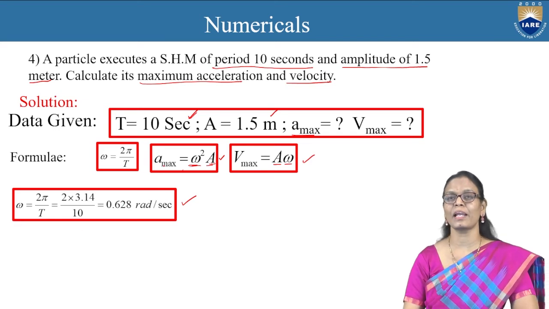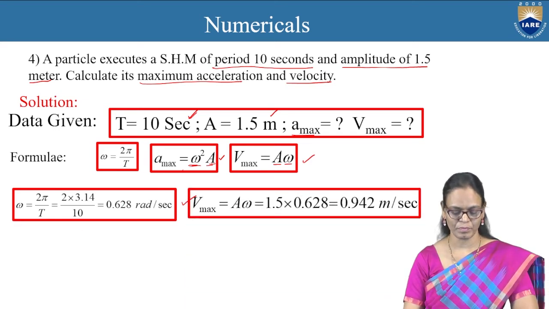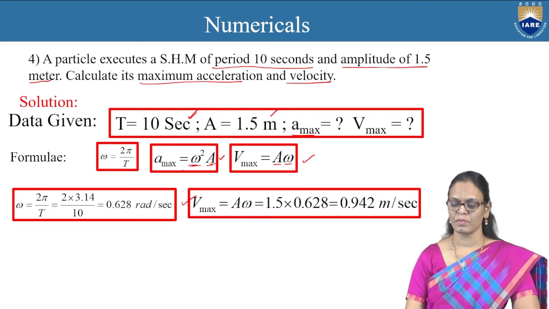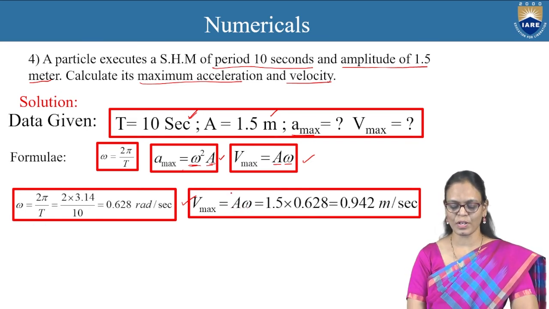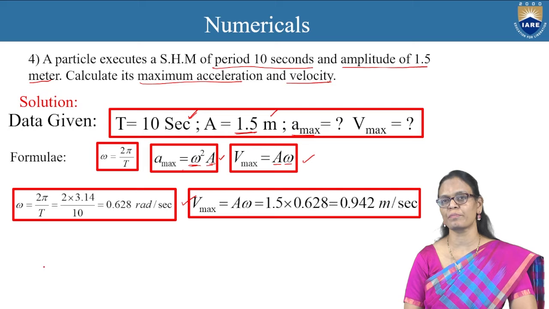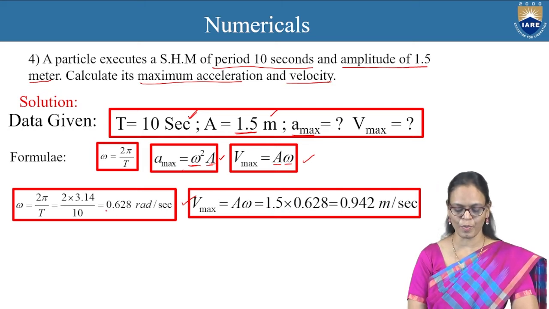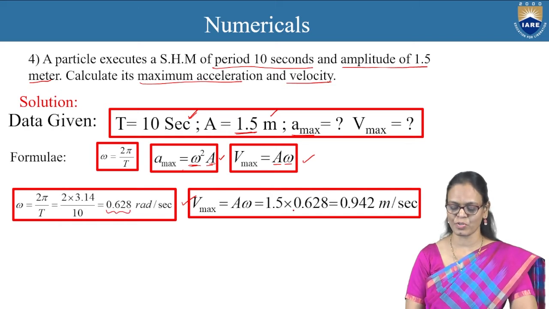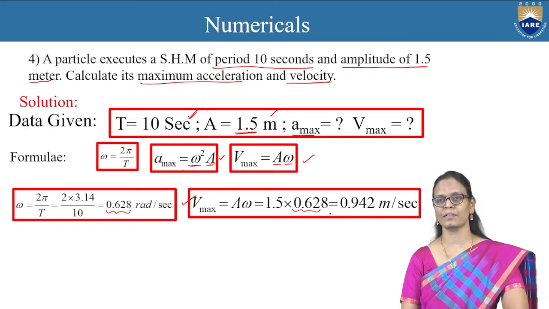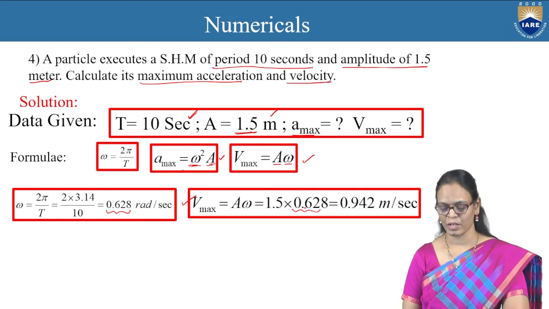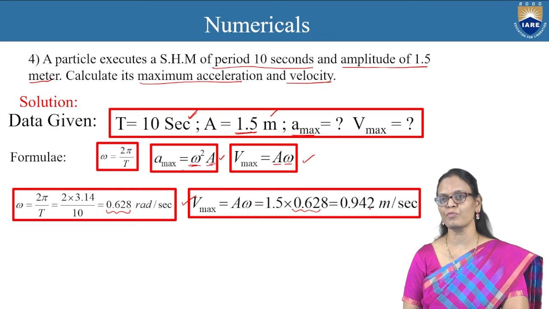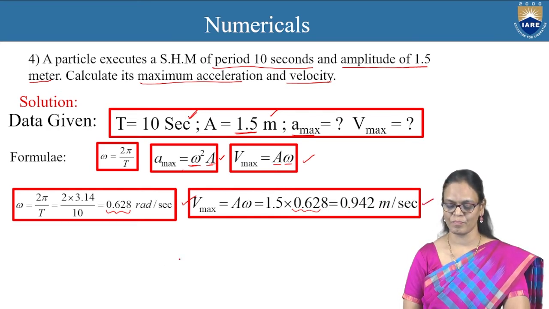Now let us find V max first. So V max is A omega, A into omega. So what is the value of A? 1.5 meter. So 1.5 into omega we have got 0.628. So substitute for omega 0.628. So multiply. You can use your calculator to do the multiplication. What you get is 0.942 meters per second. So this is the maximum velocity.